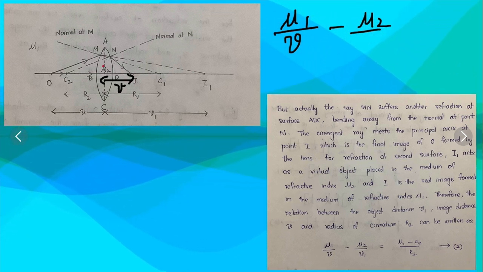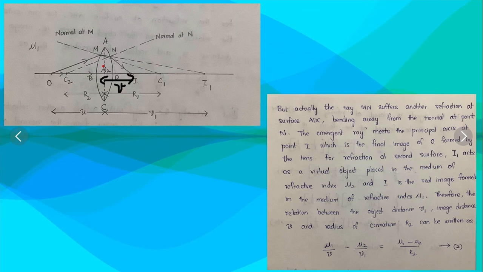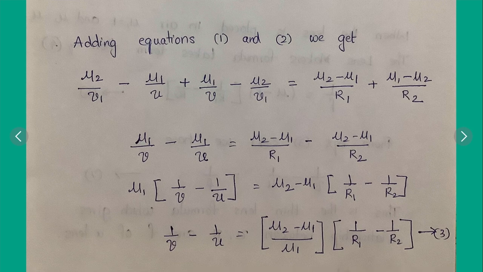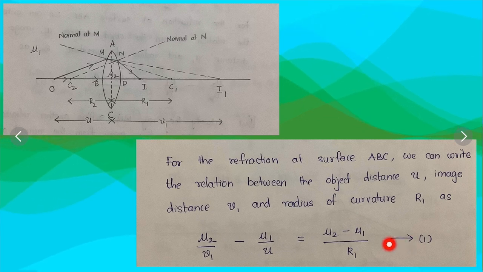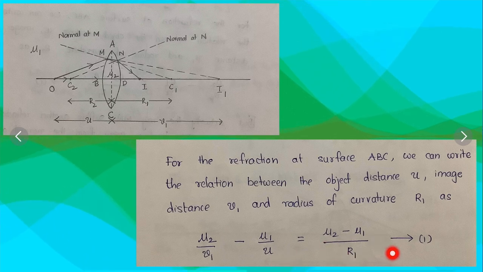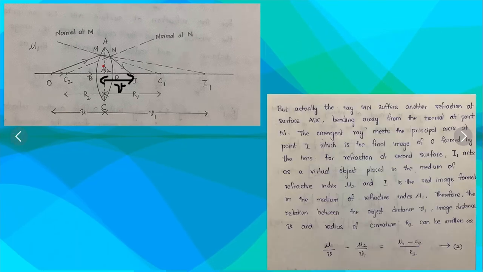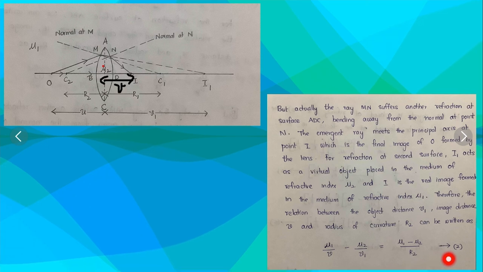I'll delete this so that you can see the clear notes. Now, adding equations 1 and 2. What are equations 1 and 2? I'll take you back. Equation number 1: μ2/V1 − μ1/U = (μ2 − μ1)/R1. Now the second equation: μ1/V − μ2/V1 = (μ1 − μ2)/R2. This is equation number 2.